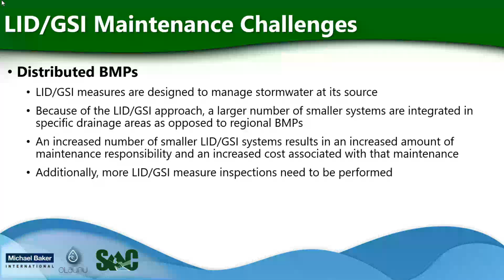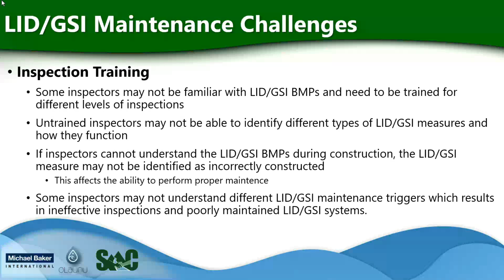Untrained inspectors may not be able to identify different types of BMPs of LID and GSI measures and how they function. If inspectors cannot understand the LID and GSI BMPs during construction, the measures may be incorrectly constructed without being identified. This may affect the ability to perform proper maintenance in the future. Some inspectors may not understand different LID and GSI maintenance triggers, which results in ineffective inspections and poorly maintained LID and GSI systems.